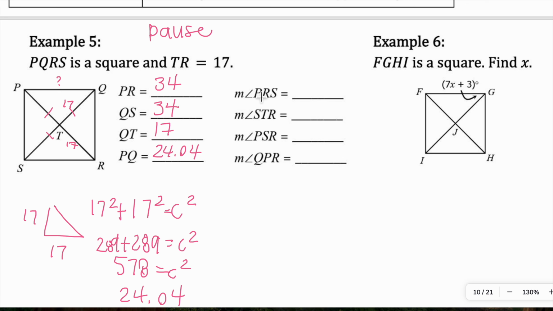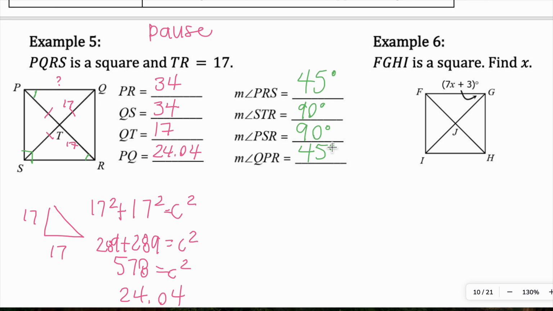Okay, and then the measurement of PRS is going to be this little angle here. Remember, all angles are 90, and we're getting diagonals bisecting, so PRS is going to be 45, which is half of 90. STR is going to be exactly 90 because my diagonal is going to be perpendicular. PSR is also 90 because that's my full angle right here. And then QPR is here. You can say that's alternate interior from my original one, or half of 90, which would be 45.